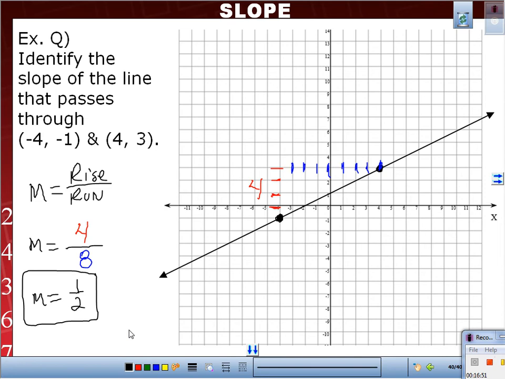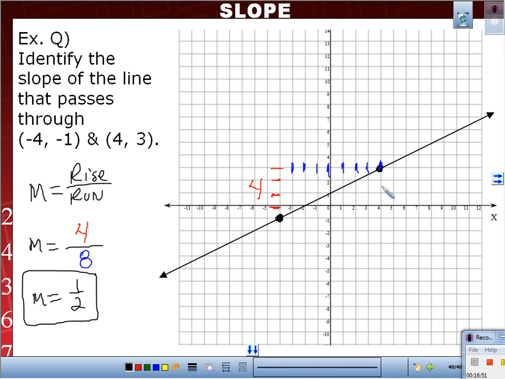Now, check this out. What did we say the definition was? A constant rate of change, which means the direction of that line never changes and it continues on. So what if I was to tell you that we can pick two more points? What if I was to tell you that we're going to get the same slope? Okay. Let's find out.